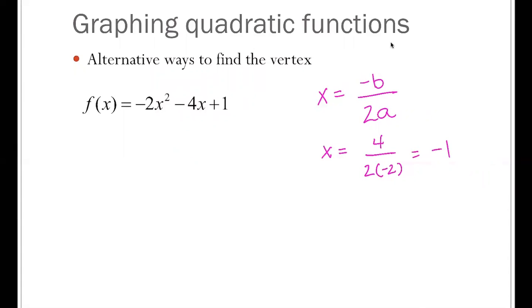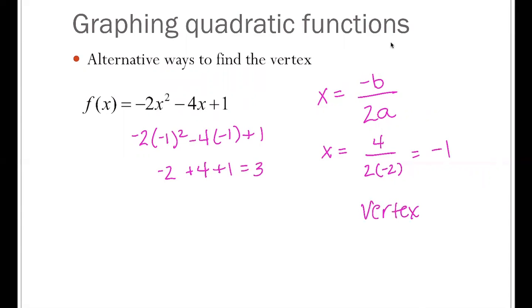To find my y value of my vertex, or my k value, I'm just going to substitute that value in. So I'd say negative 2 times negative 1 squared minus 4 times negative 1 plus 1. So I would have negative 2 plus 4 plus 1, which is going to give me 3. So my vertex would be negative 1, 3.